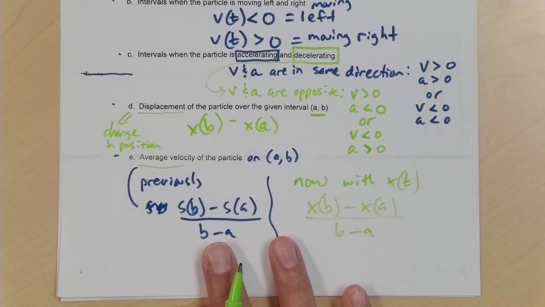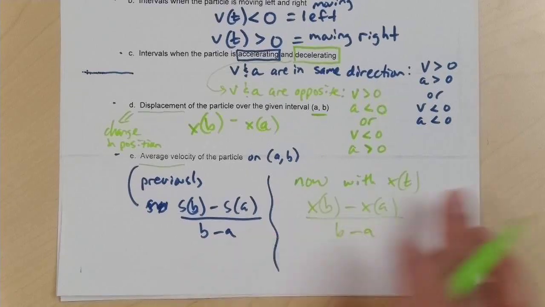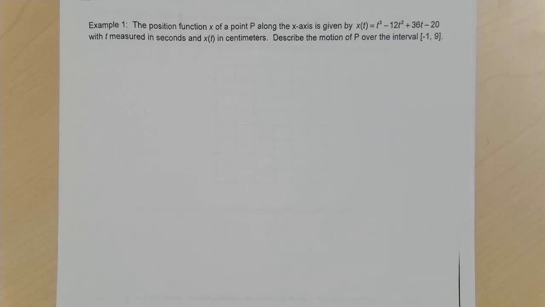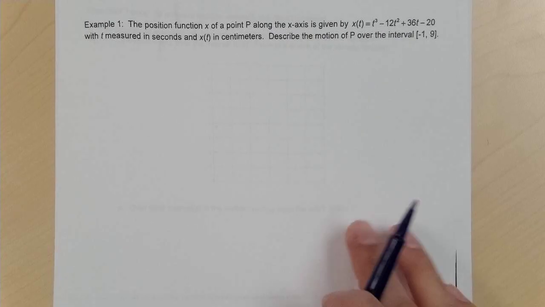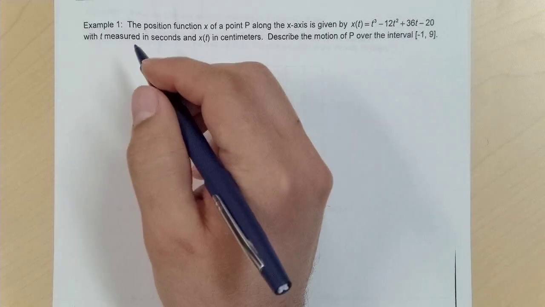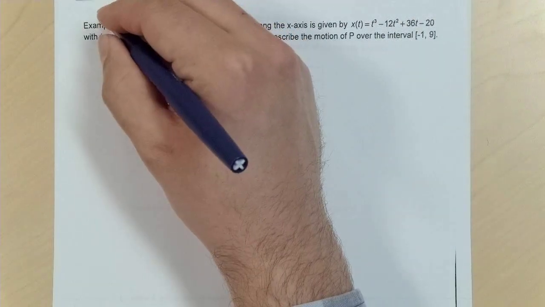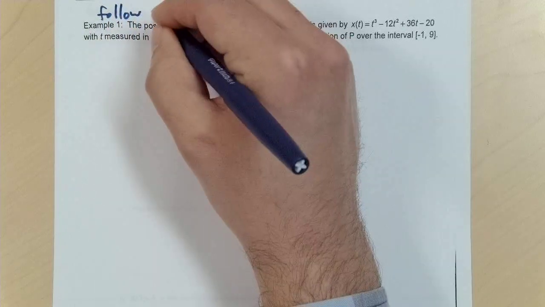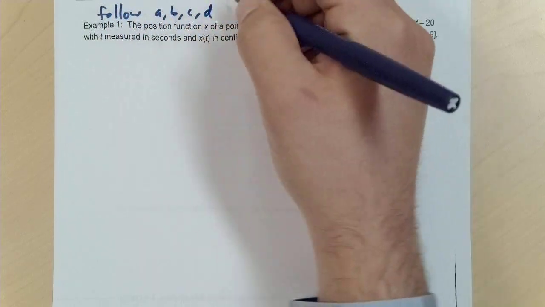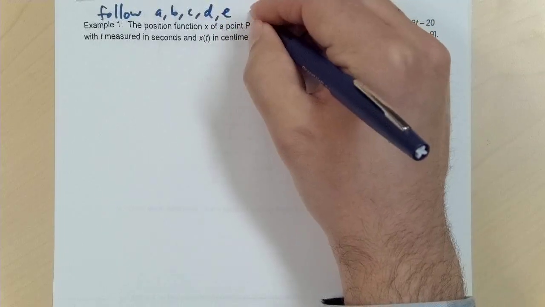So these are all the details that we needed to cover as far as how to answer the question. Now we're going to go on to the first example. We're going to try to answer all these questions to describe the motion. I'm going to follow A, B, C, D, and E as described previously.